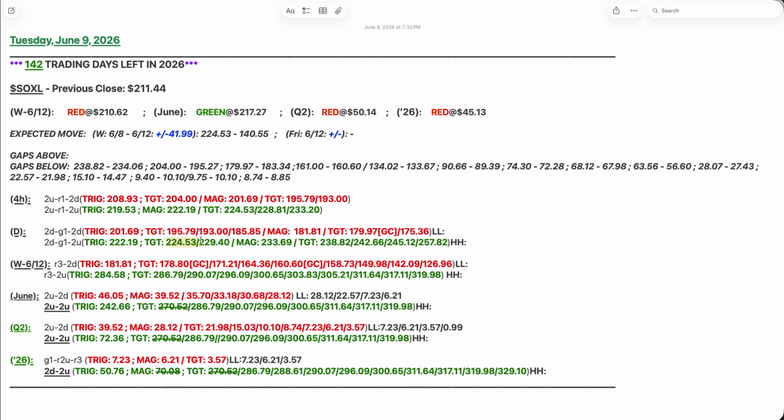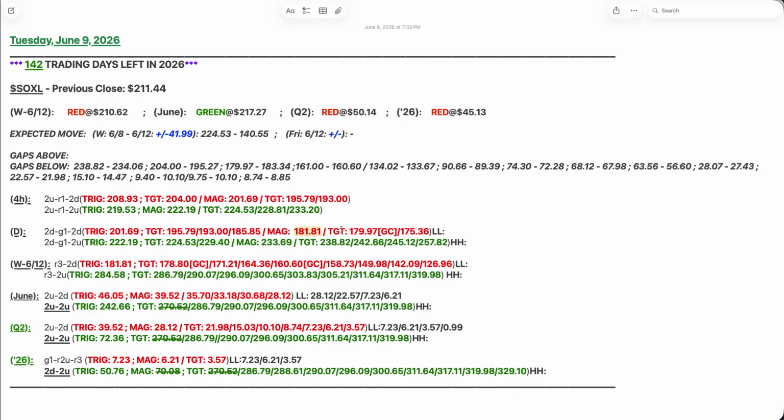From the 4 hour, we talked about the 212 down possibility triggering at 208.93, magnitude being 201.69. Intermediate target there in case we don't get to the downside. If we continue this uptrend and put in some type of higher low on the 4 hour, we look at 204 flat as a possible bounce point. If we do reach magnitude of 201.69 and still have magnitude, we've got a couple extended targets there for you.